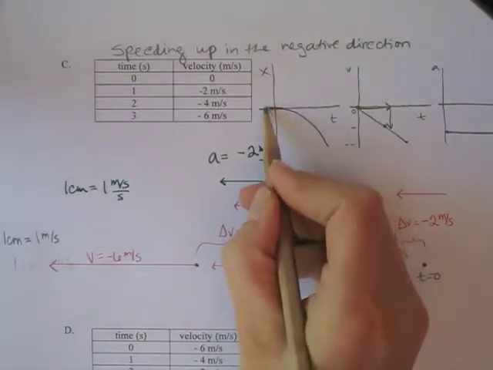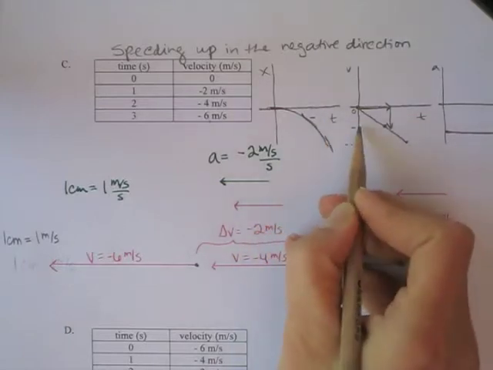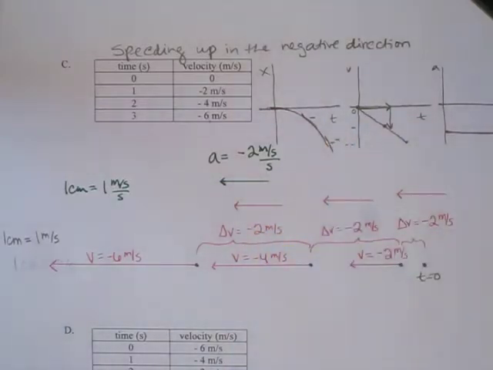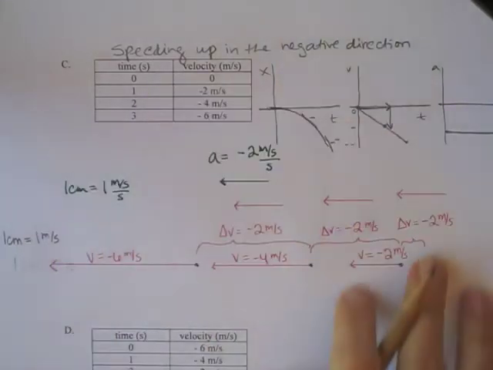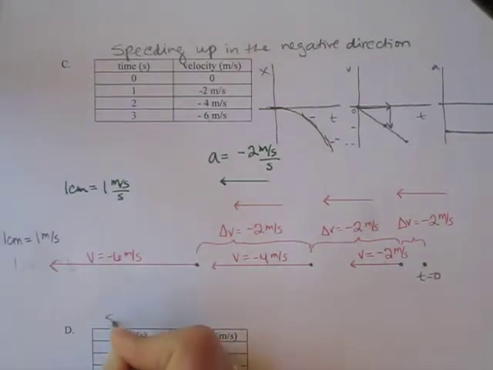And the slopes here are the values for the velocity. So negative velocity and then more negative velocity. So those are the characteristics of an object that's speeding up in the negative direction. Our last object is slowing down in the negative direction.